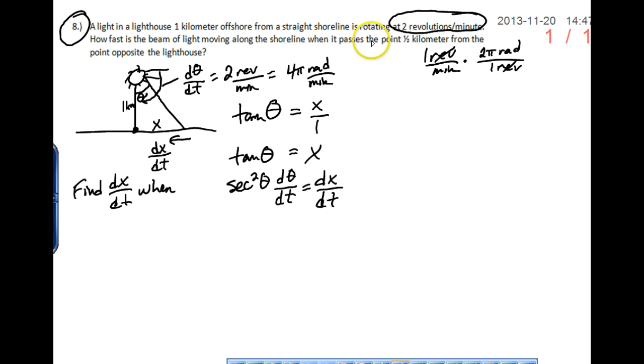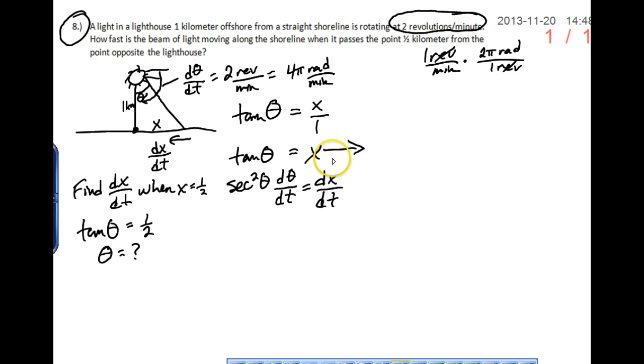But if I am trying to find dx/dt, what are we told? Well, it says when it passes a point 1/2 a kilometer from the point opposite the lighthouse. So that would mean that x is 1/2. So if I'm trying to solve for dx/dt when x is 1/2, I would still need to know theta. So tangent of theta is 1/2. But in terms of a by hand question, I don't know the value of theta when tangent is 1/2, not off the top of my head.